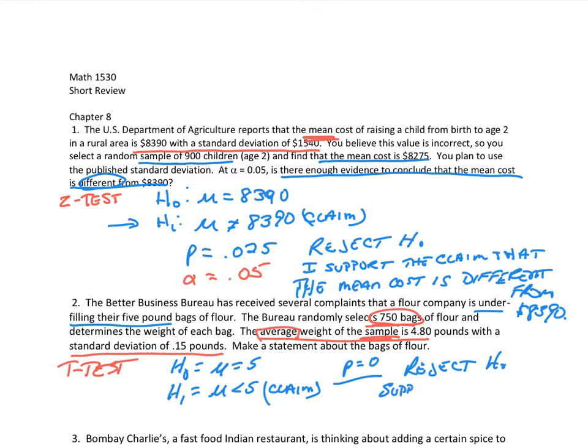I support the claim, but I'm still only, I'm not 100% sure that they're underfilling the bags. I've just proven that that is a definite possibility. So support the claim that they are underfilling the bags.